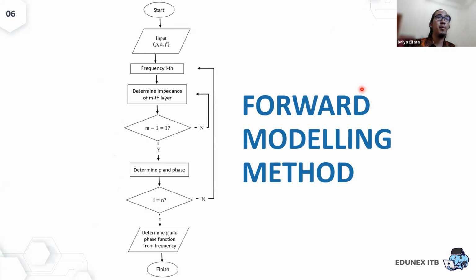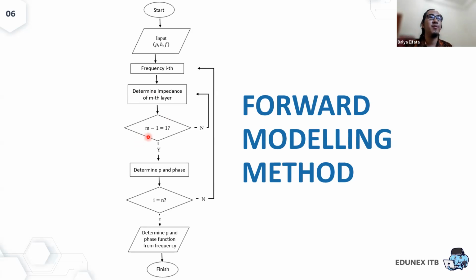And from the forward modeling method, the input is rho, H, which is depth, and F is the frequency, where rho is load density. And we're going to have many frequencies shot and determine the impedance of the M layer. M is the undermost layer, which we're going to determine first, and we're going to work our way up.